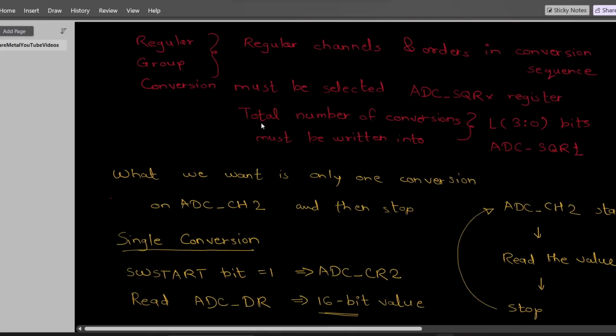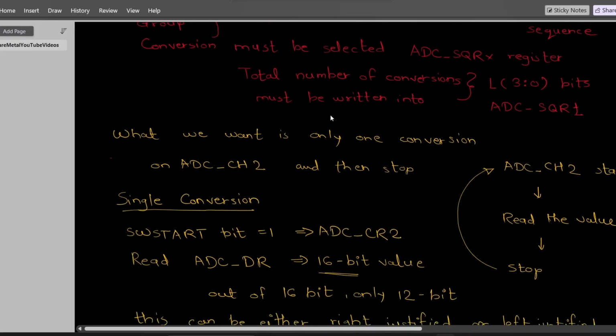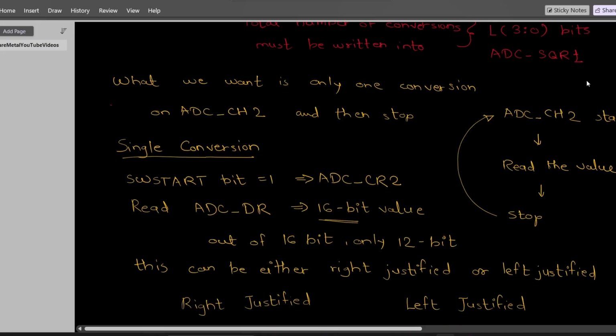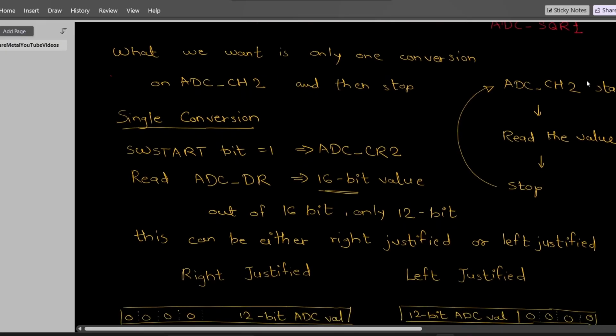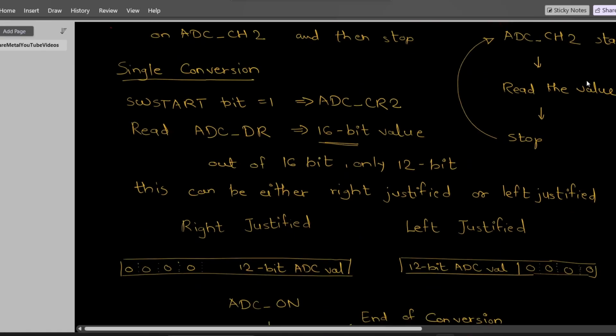This must be configured in the ADC SQR registers, the sequence register. The total number of conversions must be written into the lower bits of the ADC1 SQR register. For our tutorial we want only one conversion, on ADC channel 2, and then stop. So we want single conversion. The ADC will start conversion, read the ADC value and stop. Again in the while loop we'll start, read the value again, and stop.